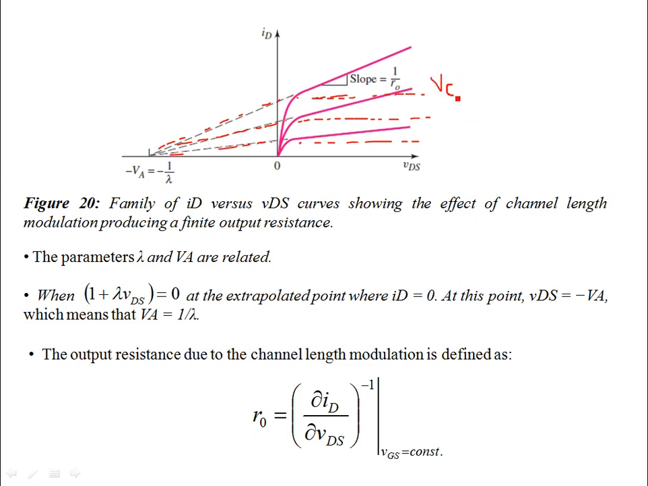This is a family of VGS curves. If it is an NMOS, VGS is a positive quantity, and it is increasing in this direction, because we are increasing the space charge density in the channel. I mean, the channel width is increasing, you're increasing the charges, so you're increasing the ID as well with VGS. But if you exaggerate all the curves down to a point where ID is 0, on the horizontal axis ID is 0, this intersects on the voltage axis, and this is a parameter VA, which is related to the channel length modulation parameter. This is in volts.